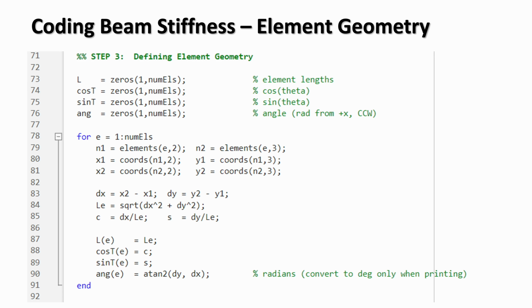For each element, we extract the coordinates of its start and end nodes and compute the horizontal and vertical differences dx and dy. The element length is then calculated as the square root of dx squared plus dy squared. From this, we obtain the direction cosines as dx divided by the length and dy divided by the length. These are essential for transforming the element stiffness from local to global coordinates during assembly. We also store the element angle using atan2 of dy and dx in radians. Once this step is complete, the geometry of the structure is fully defined for the stiffness calculations.